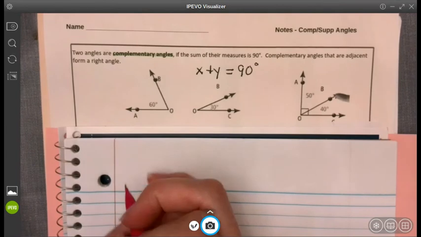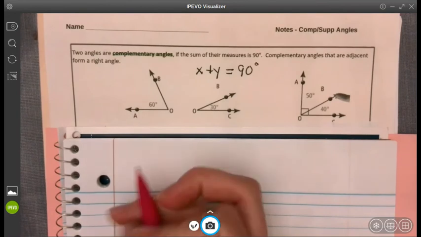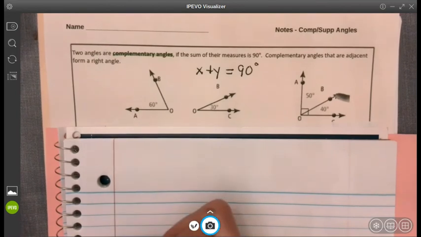So the vocabulary in this topic is extremely important. If you don't learn the vocabulary, then you're going to have a really difficult time with this. We are going to eventually be talking about equations again, but the vocabulary is huge. So we've got two angles are complementary angles if the sum of their measures is 90 degrees.